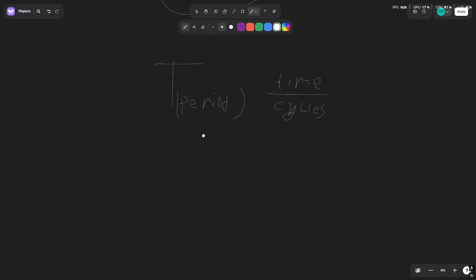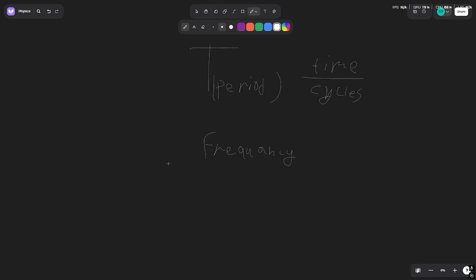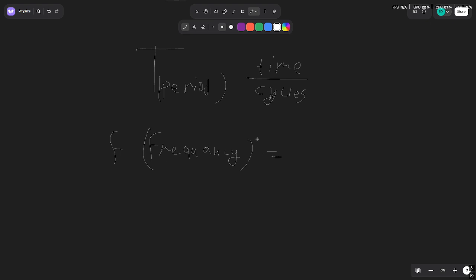And another thing, totally opposite to period, is frequency. Frequency is a small f. And it equals cycles divided by time, yeah. So this is the number of cycles per second.